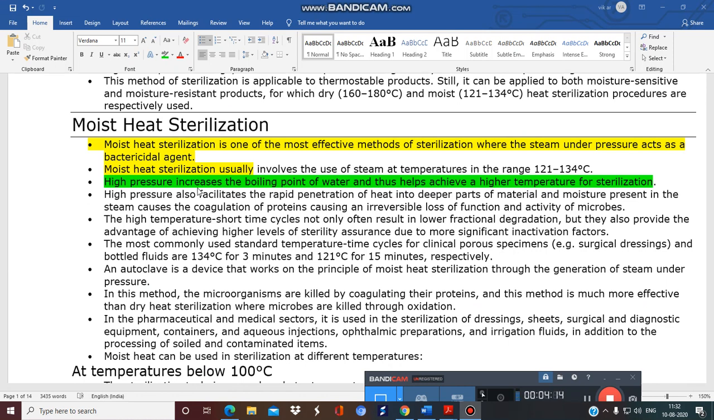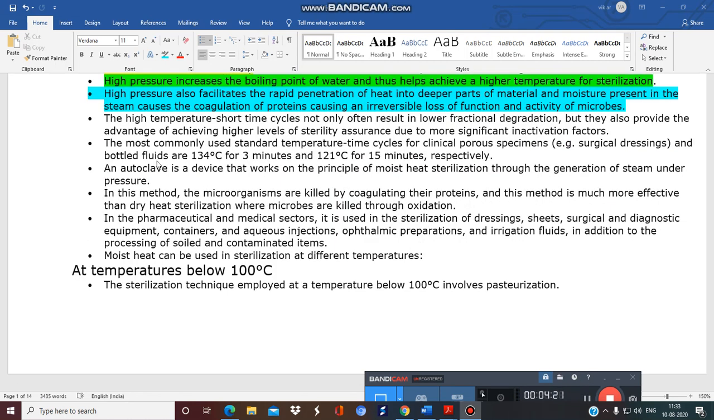The higher pressure increases the boiling point of water and thus achieves a higher temperature for sterilization. This higher pressure also facilitates rapid penetration. Basically, pressure facilitates the penetration power of the steam, or we can say heat. So heat easily penetrates the microorganism and causes coagulation of the microbial protein, which ultimately leads to loss of function and the death of the microorganism.